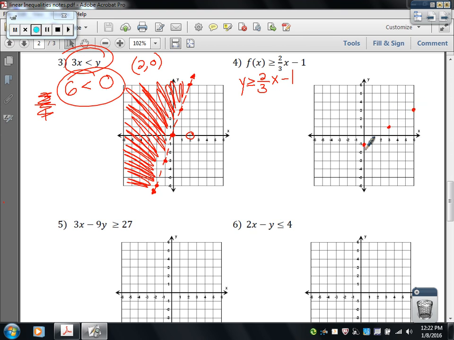Instead of going up 2 to the right 3, I can go down 2 to the left 3. Down 2 to the left 3. Is this going to be a solid line or a dashed line? Absolutely. Okay.